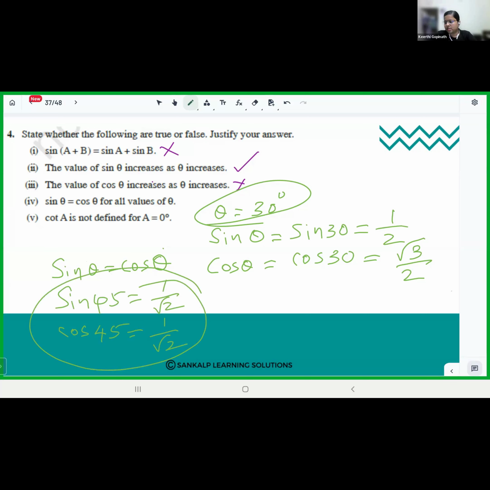Alright. So for theta equal to 45 degrees, sin theta and cos theta are equal, but not for all values of theta. So in general, we cannot say. So it is false. Now, cot A is not defined for A equal to 0 degree. Is that true or false?